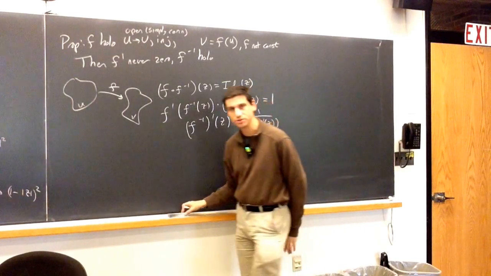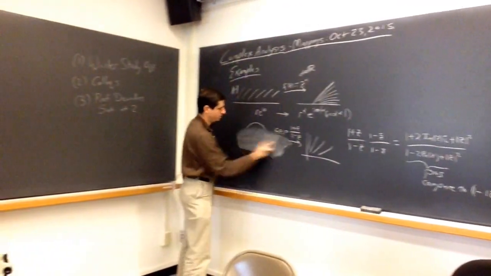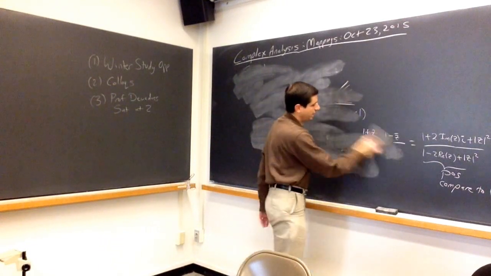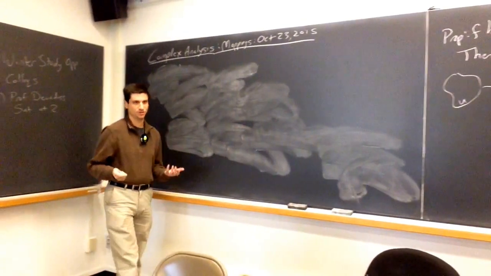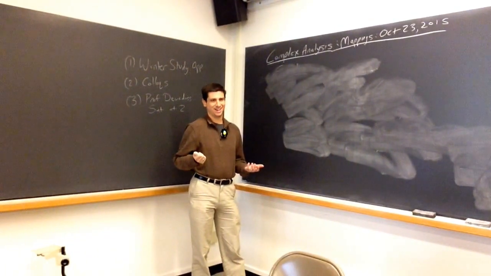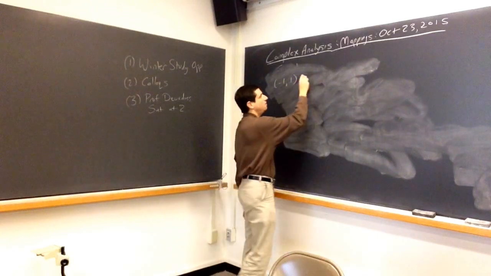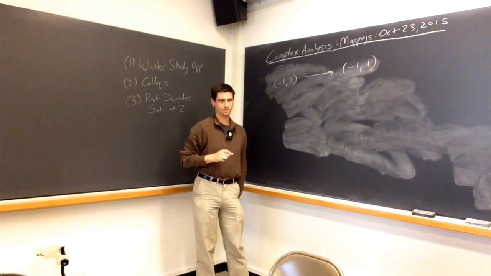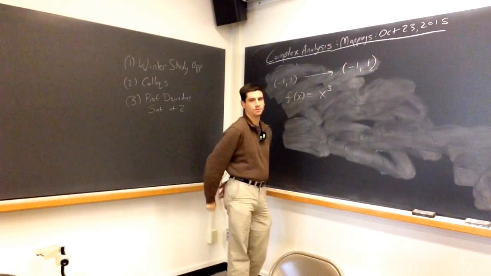So let's try to build some intuition. This is something the book is not doing. This is the value added for coming to class, or at least watching the video. What would be the analog of the unit disk if we were in real analysis? The unit interval, negative 1 to 1. And let's have a map from negative 1 to 1 to itself. Let's consider the function f of x is x cubed.